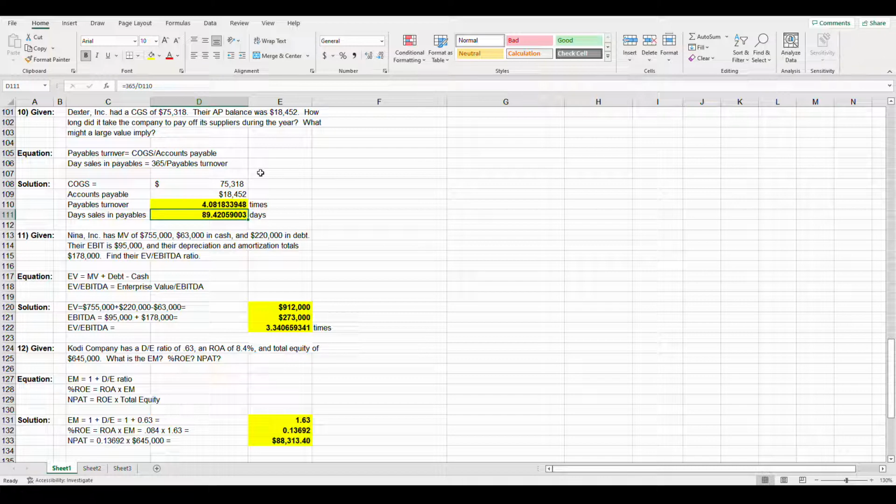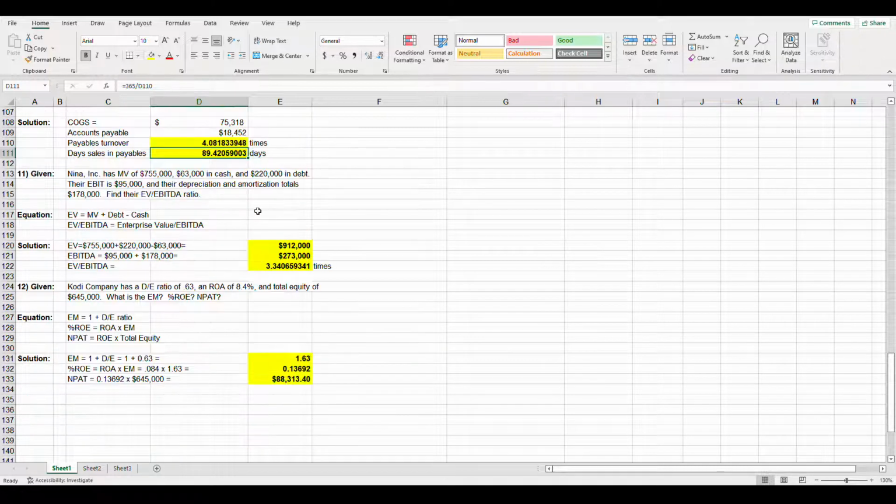What does a large value imply? How long it takes you to pay off your suppliers during the year. So as that number goes up and up, it takes longer and longer to pay off your suppliers. Probably have some irritated suppliers along the way.